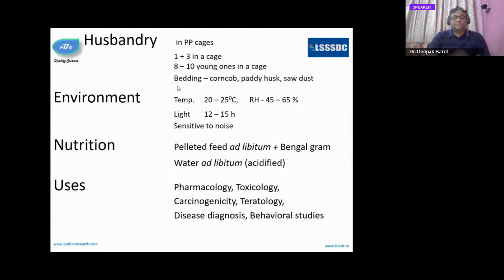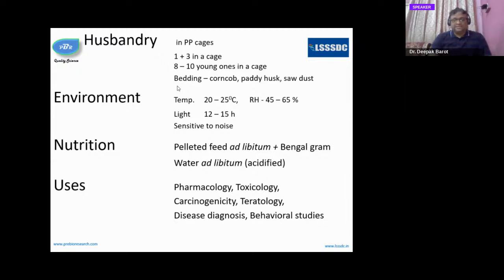What are the temperature conditions? So environmental conditions by CPCSEA guidelines, it should be within 25 degrees. So basically, say 22 plus or minus 1 degree, but in a range, if I talk, anywhere between 20 to 25 degrees Celsius should be the room temperature where you're keeping them. The relative humidity, again, ideal is between 45 to 65, but as per CPCSEA guideline, the range between 30 to 70% relative humidity in an animal house room is acceptable.